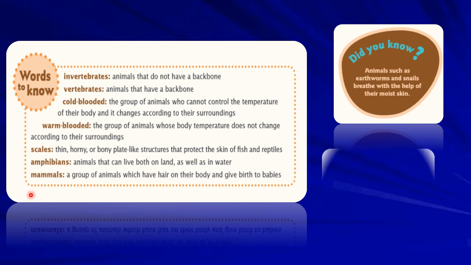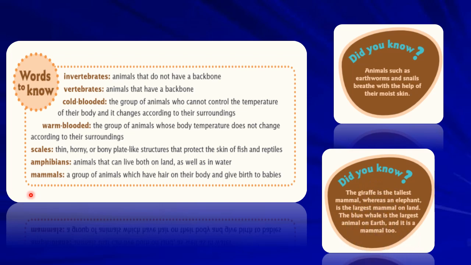The next fact is the giraffe is the tallest mammal. Okay, so giraffe definitely is a mammal. All right, it gives birth to the young one. Whereas elephant is the largest mammal on the land. The blue whale is the largest animal on the earth and it is a mammal too. Okay, so see how well it is differentiated. English plays a vital role over here, like comparatives.